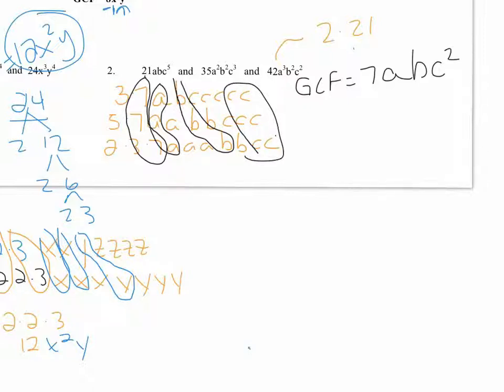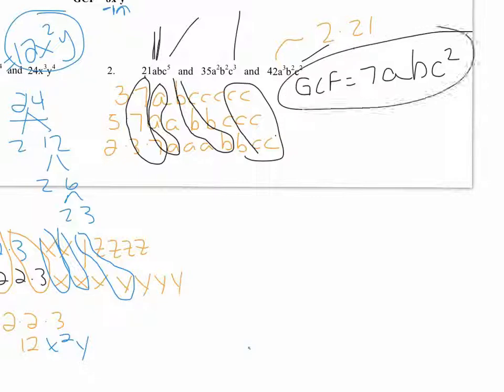Now let's check. Remember, we're just taking the variable they have in common with the smallest exponent. Well, here's A to the first, that's the smallest exponent. Here's B to the first, that's the smallest exponent. And then C, we have a 5, a 3, and a 2. So there's our GCF.